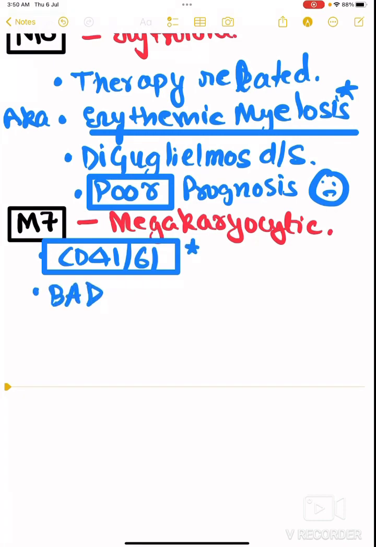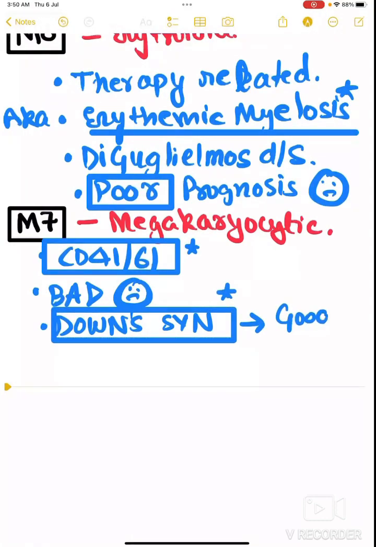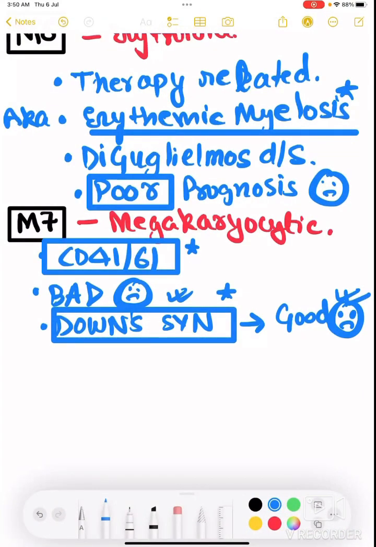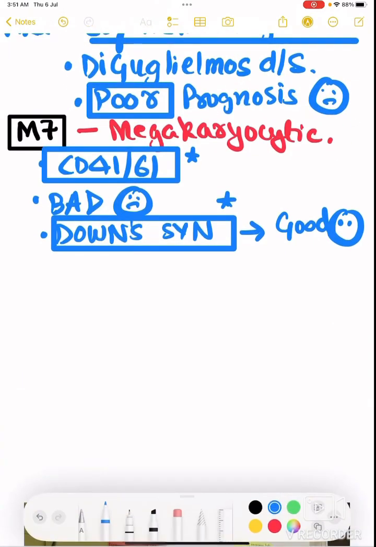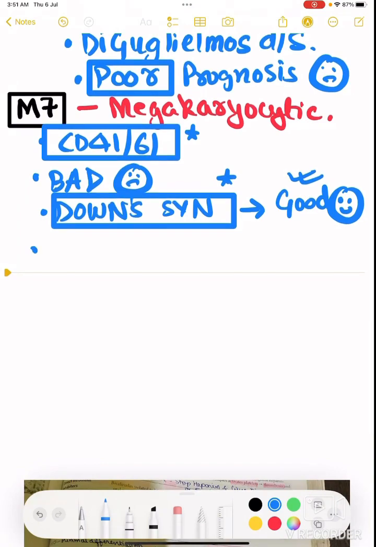It has a very bad prognosis, extremely important. And then it is associated with Down syndrome. Another extremely important thing I am telling you, Down syndrome. If M7 is present alone, then it has a bad prognosis. But if it is associated with Down syndrome, then it is actually a very good prognosis. Next and the last thing, M7 is associated with bone marrow fibrosis.